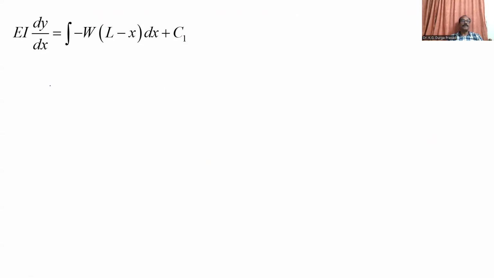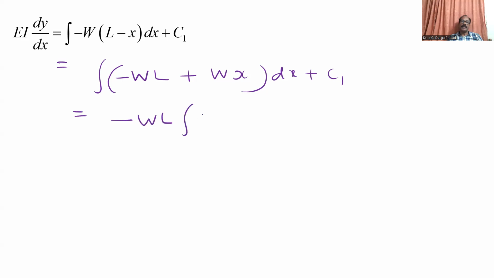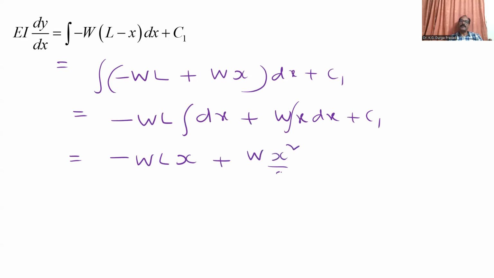So after that, you see this integral: minus WL, and minus into minus plus Wx, dx, plus C1. Integrated, you will get minus WL integral dx plus W integral x dx plus C1. Further, you can write minus WL x plus W x square by 2 plus C1. This is EI into dy by dx. What is dy by dx? That is theta. So this is the slope equation, because you are able to find theta. But the only hurdle is C1. So what is that C1?